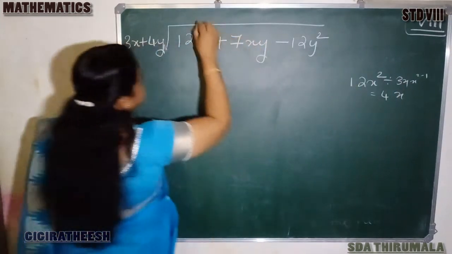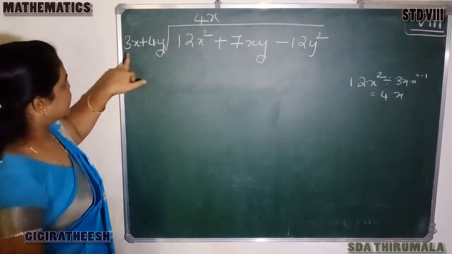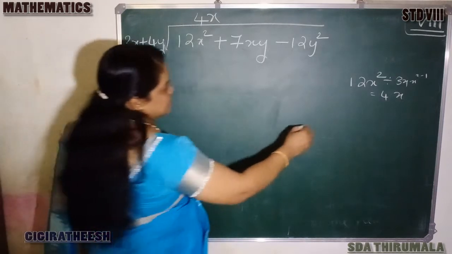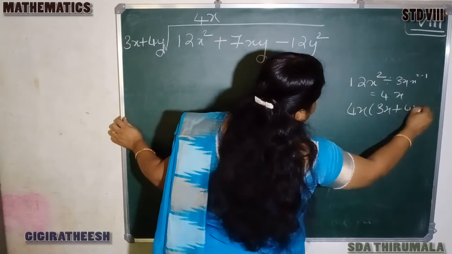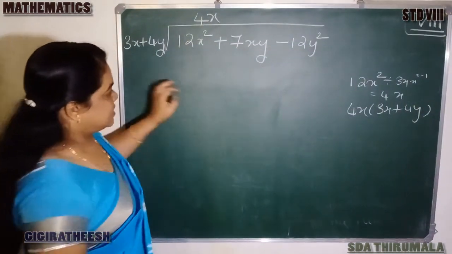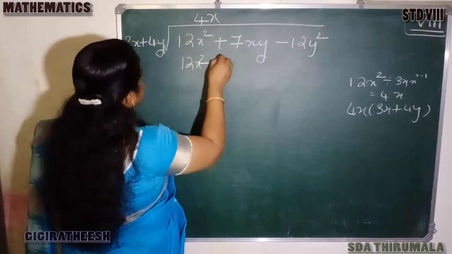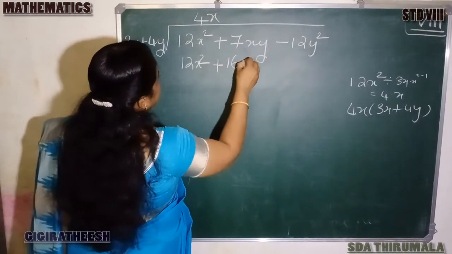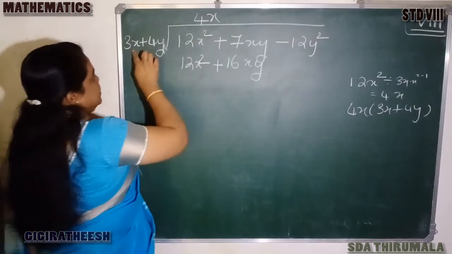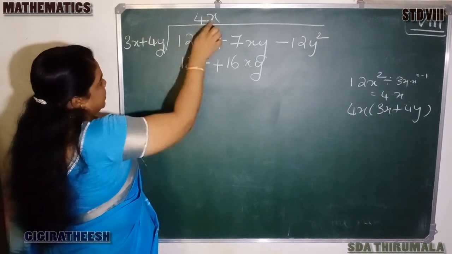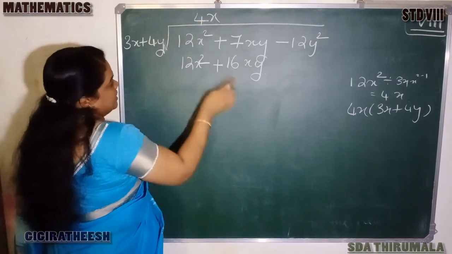That is 4x. And after that multiplying this 4x by the whole term, that is 4x into 3x plus 4y, that is 12x square plus 16xy. 4 threes are 12, x square, and then 4 into 4 is 16, and x into y is equal to xy.